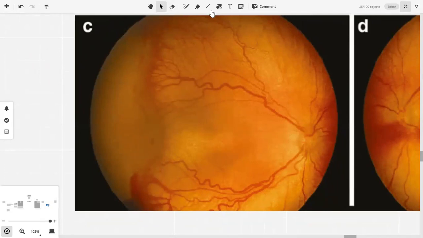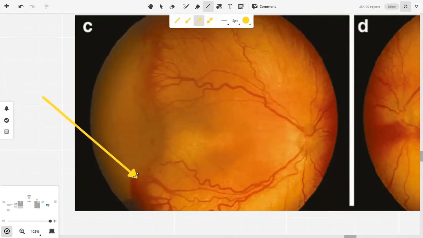Hemorrhage. Okay, there's a hemorrhage. If there's a hemorrhage, it means that this is not a dot blot hemorrhage. This is not a flame-shaped hemorrhage. This is either a pre-retinal or a vitreous hemorrhage. In either case, it means that the neovascularization has invaded or is moving towards the vitreous. So it's a sign of vitreous invasion.